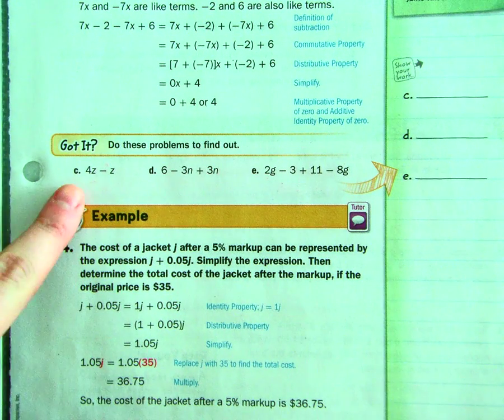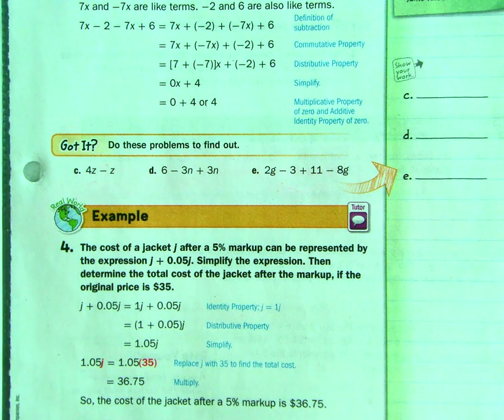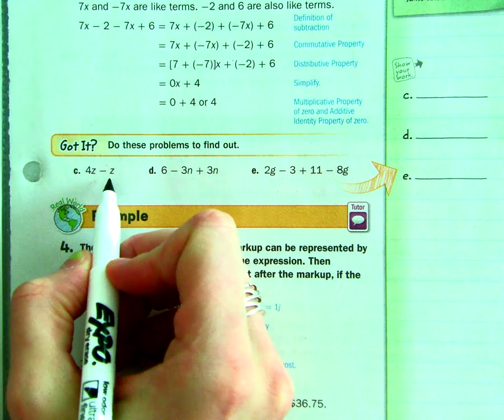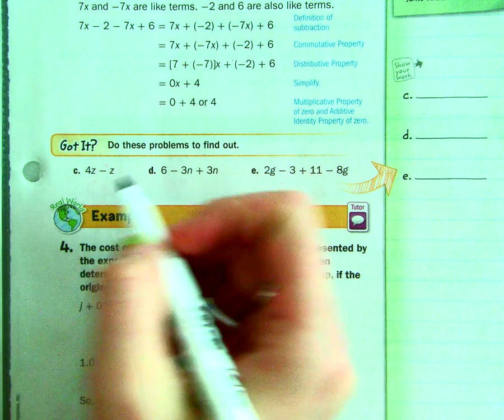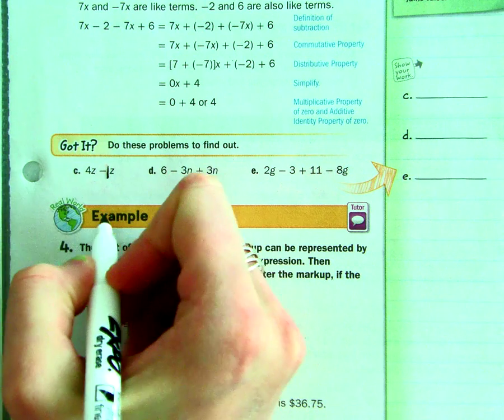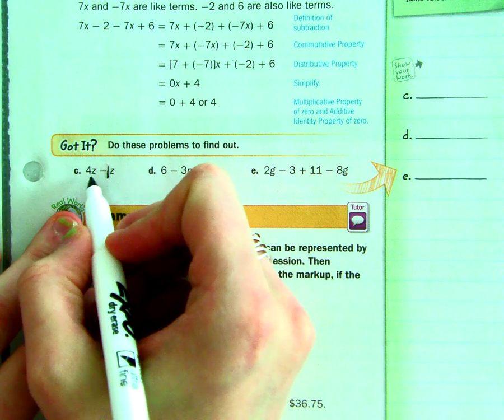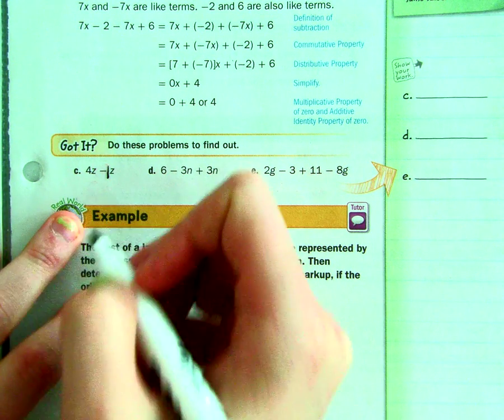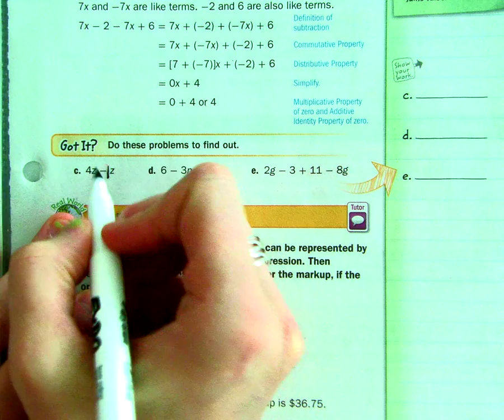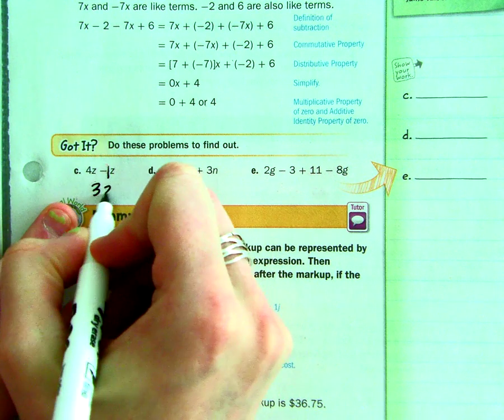Okay, we have 4z minus z. When I look at these two terms, I realize they both have a z to the first power. So I know that I can combine them. Whenever I am given a variable alone, I know that my coefficient in front of it is 1. So now I have 4z minus 1z. I take my 4z's, subtract 1 away from it, and I'm left with 3z.